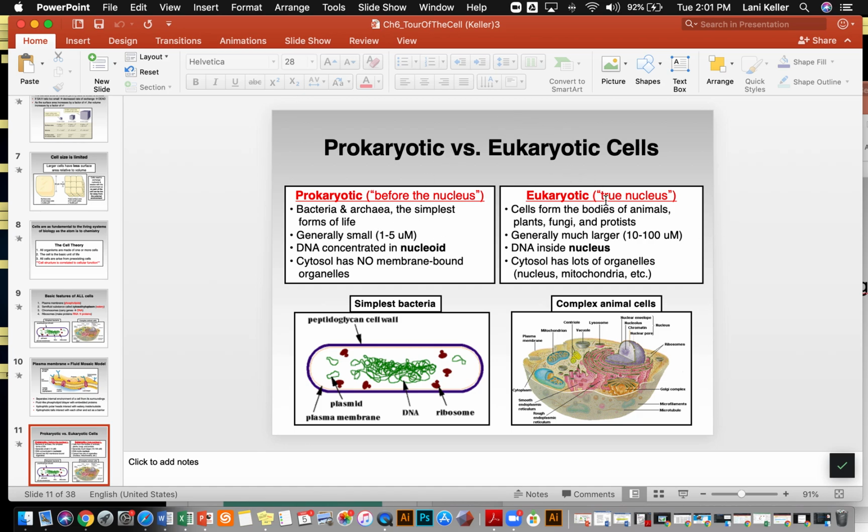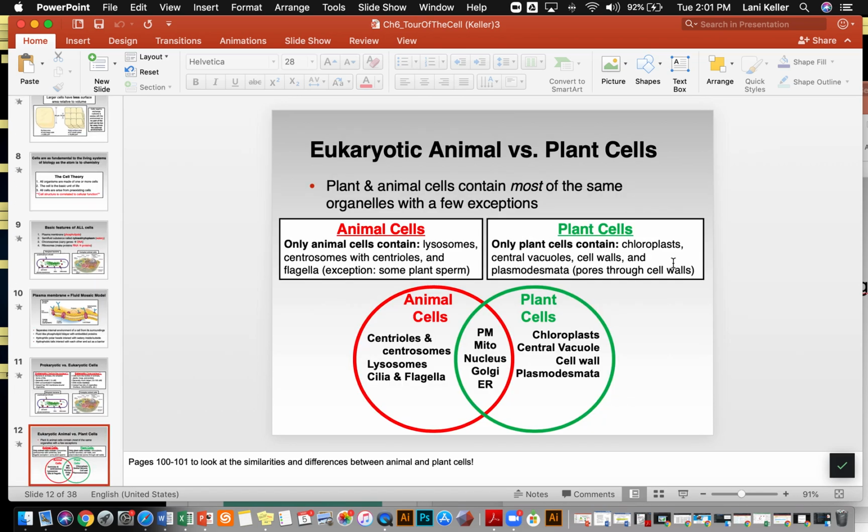Prokaryotic versus eukaryotic, you've got to know the difference between these. Prokaryotic cells are much smaller, with no nucleus and no membrane-bound organelles. Eukaryotic cells are larger, with a nucleus and lots of organelles. If you look at just the eukaryotic cells, there are animal and plant cells. Animal cells have lysosomes, centrosomes, centrioles, and flagella, whereas plant cells have chloroplasts, central vacuoles, cell walls, and plasmodesmata, the little pores where things can go through the cell walls.